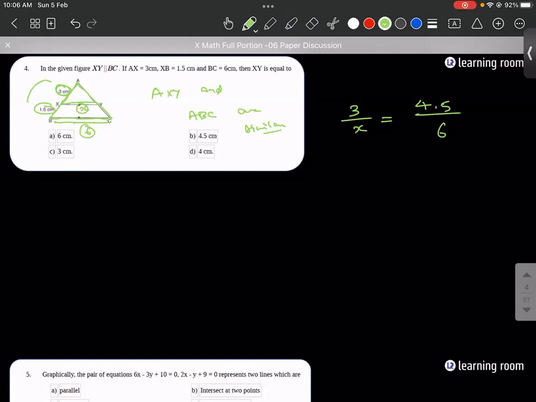Am I right? Yes, sir. It is 9 by 12. So this goes 3 times, this goes 4 times. X is not 3, it is 4.